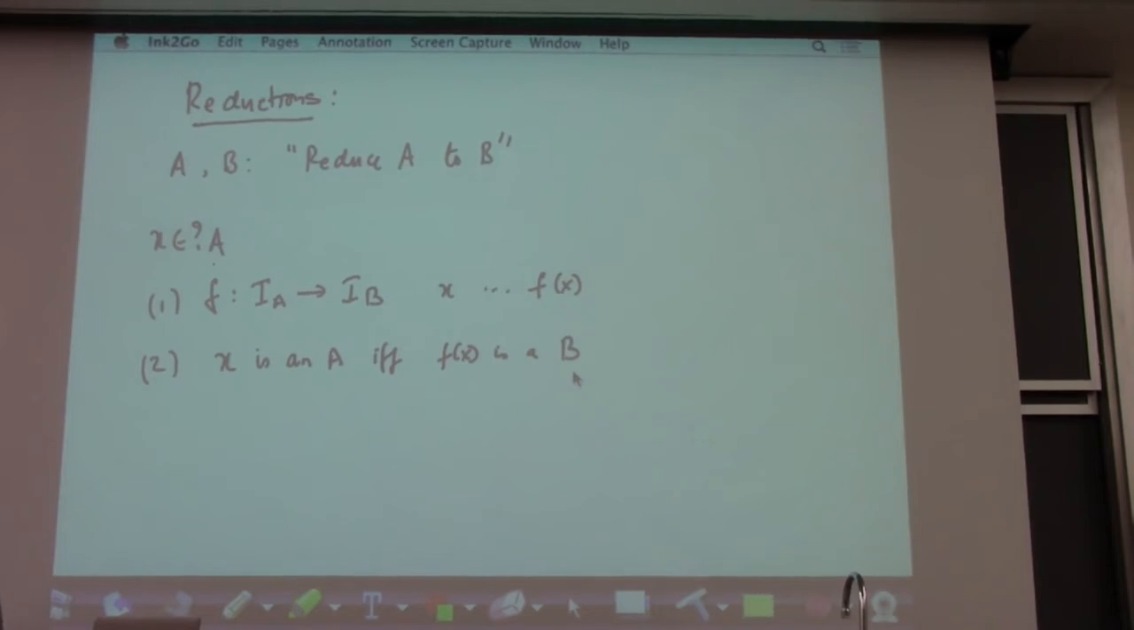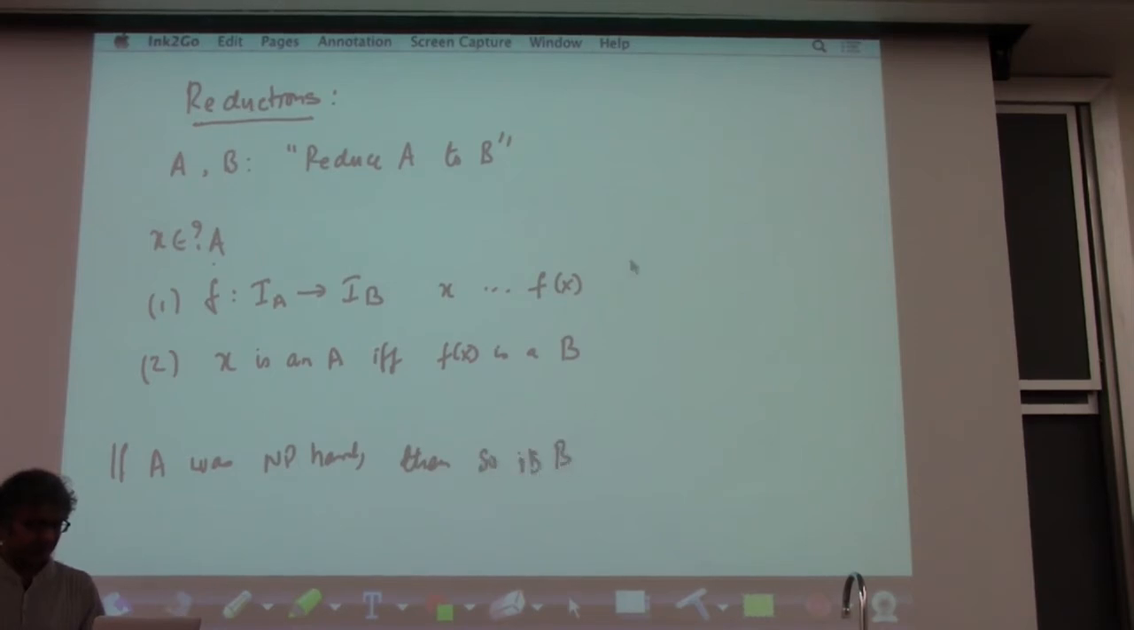Let's see. Let me just finish this thought here. Once I reduce A to B, now we know that if A was NP-hard, then so is B. I should have mentioned this reduction has to work in polynomial time.